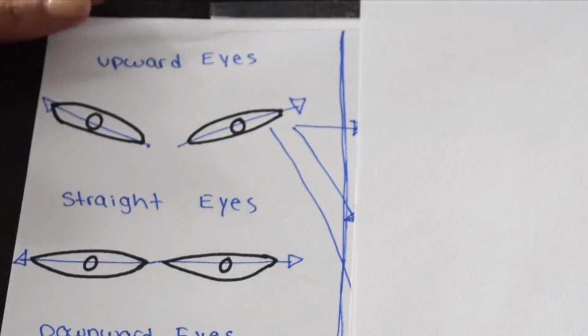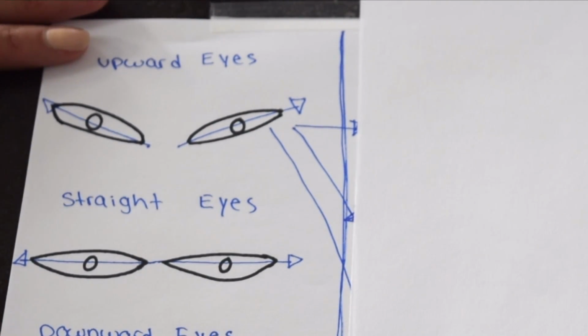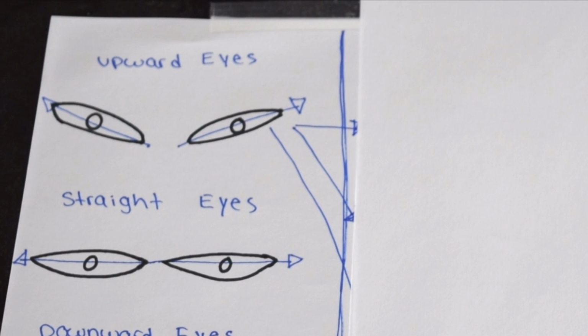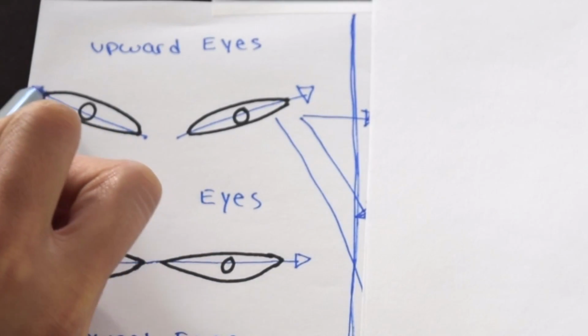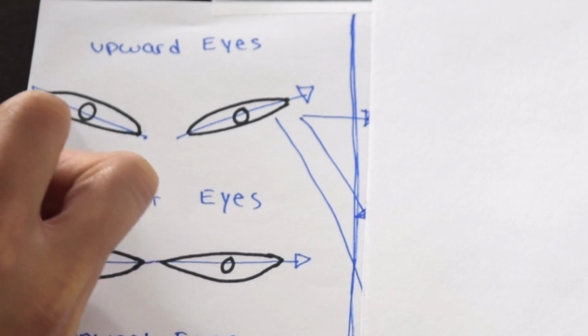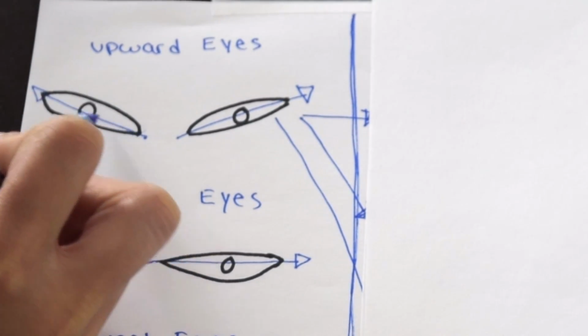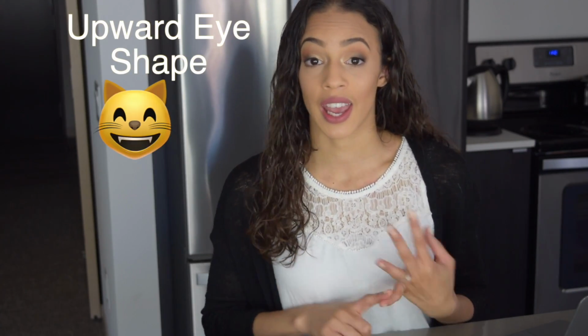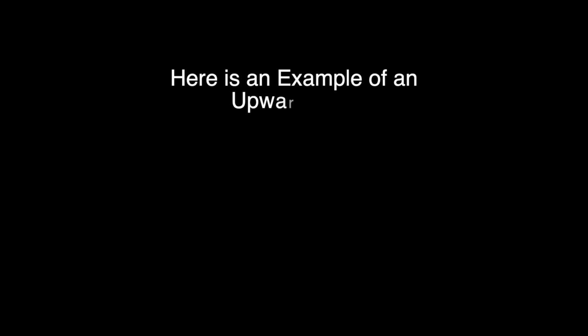So you wanna go ahead and start with the upward eyes, and you are going to draw them where they are slanted upwards. So this is the inner corner, and this is the outer corner. So they're going upwards. With the upward shape, you can use any type of design. You can use a cat eye, the doll eye, and also a fox eye. As you can see, the outer corner is kind of pointing upwards.